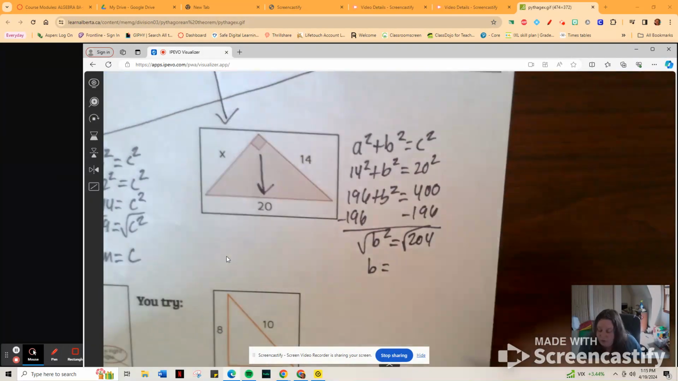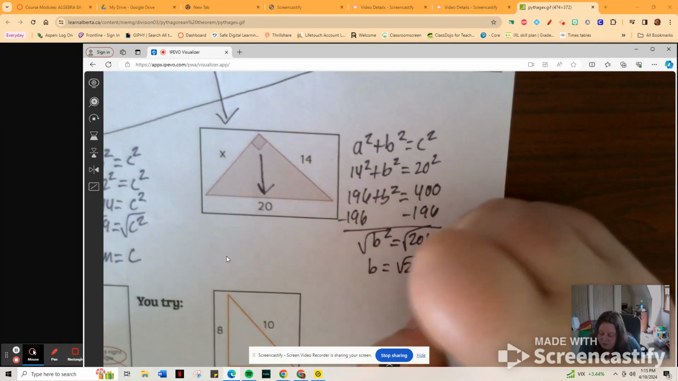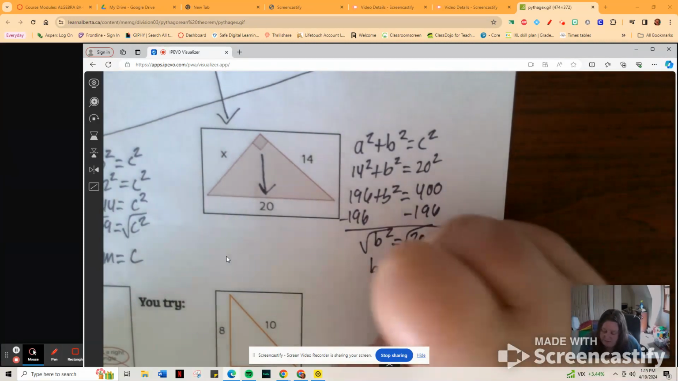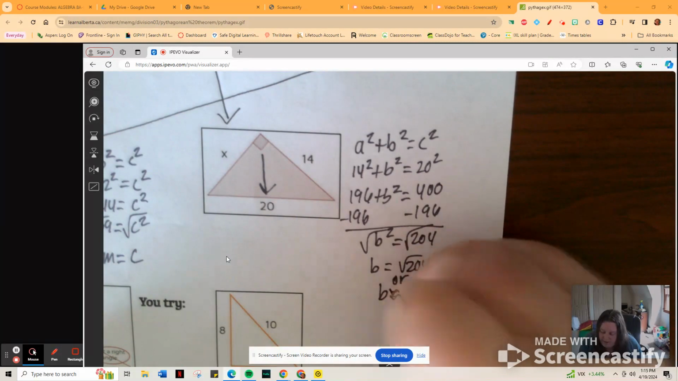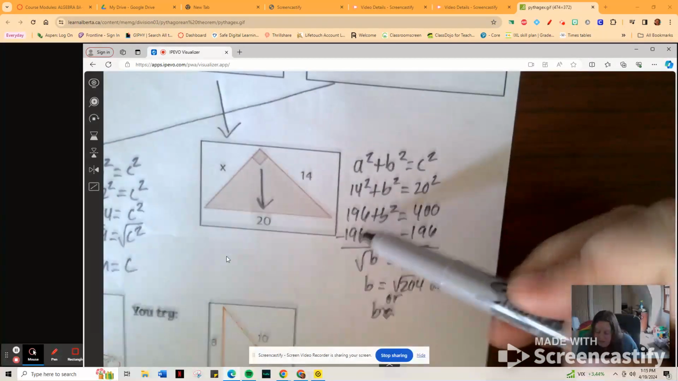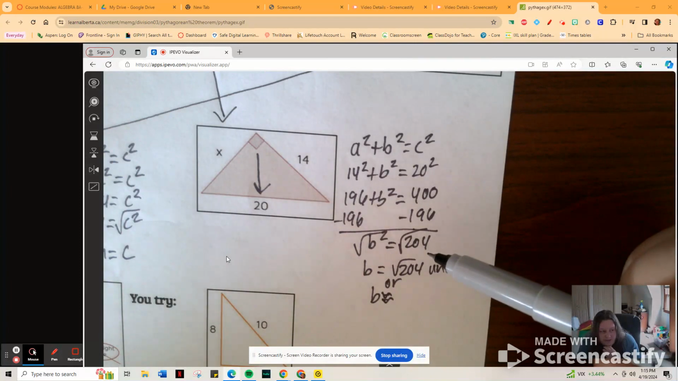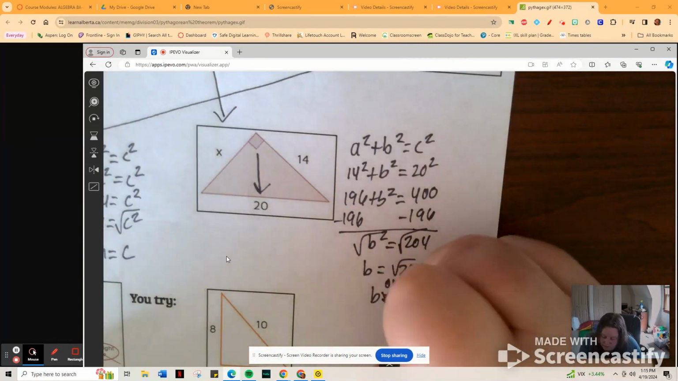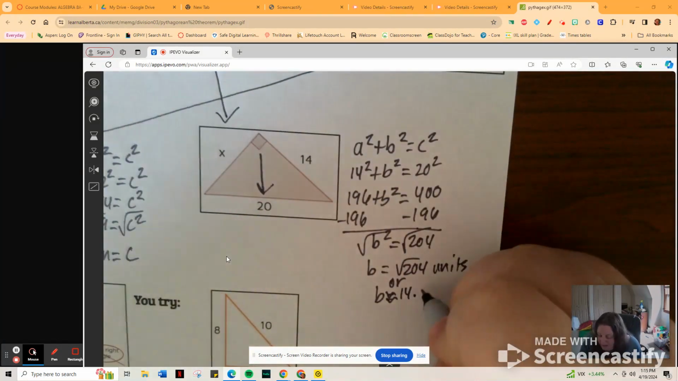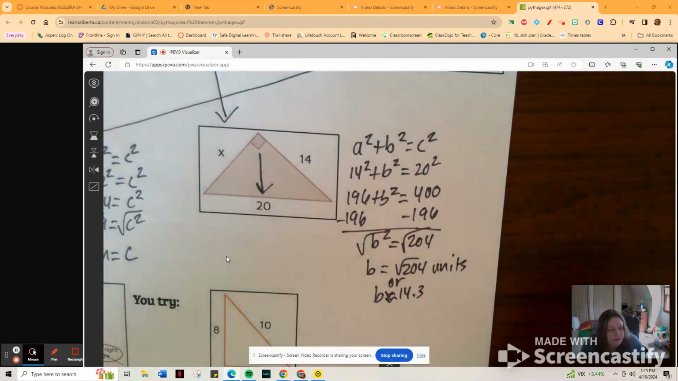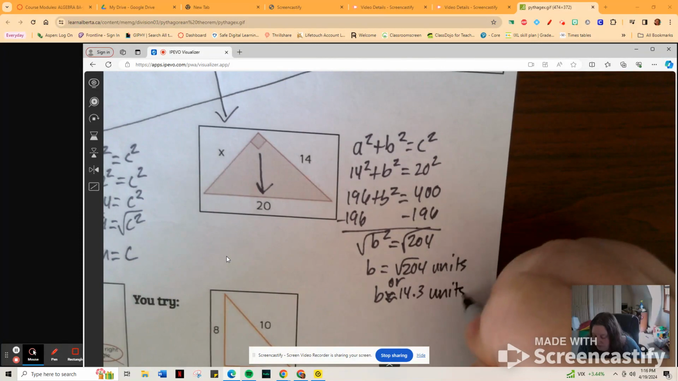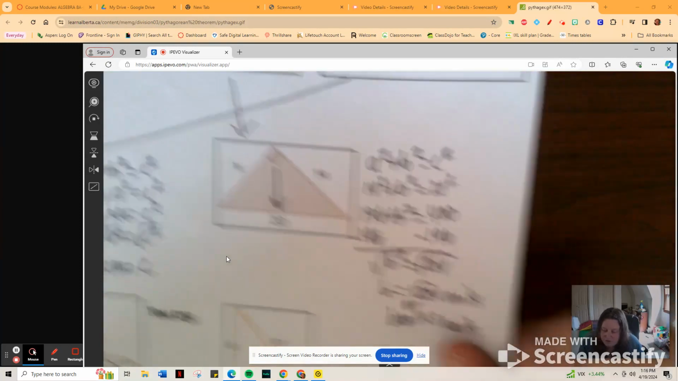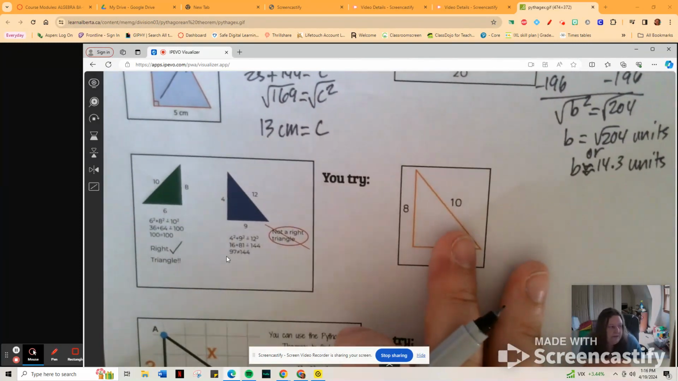204 is not a perfect square, so you could just leave it as b equals the square root of 204, and we would just say units, or you could estimate it. So b is about... 196 is pretty close to 204, probably the closest we're going to get. So it would be about 14.2 or 14.3. I'm going to go with 14.3, but it doesn't really matter as long as it's close. So 14.3 units, okay?